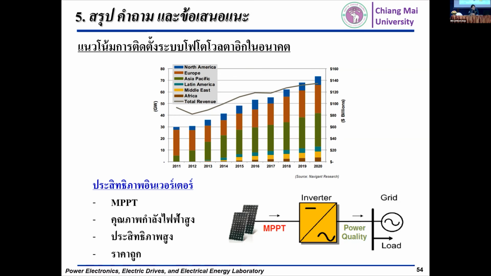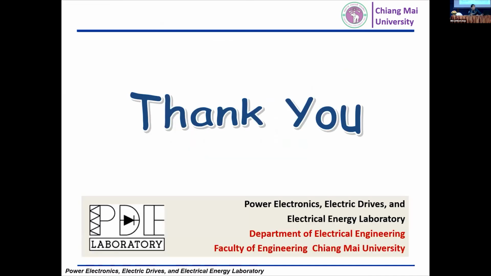The third point is efficiency. Efficiency is the ratio of the power out to the power in. It is the efficiency of the inverter. And then, from the point of view of the owner, there is the cost. There are four points when you select the inverter for the PV application. That's all my presentation.